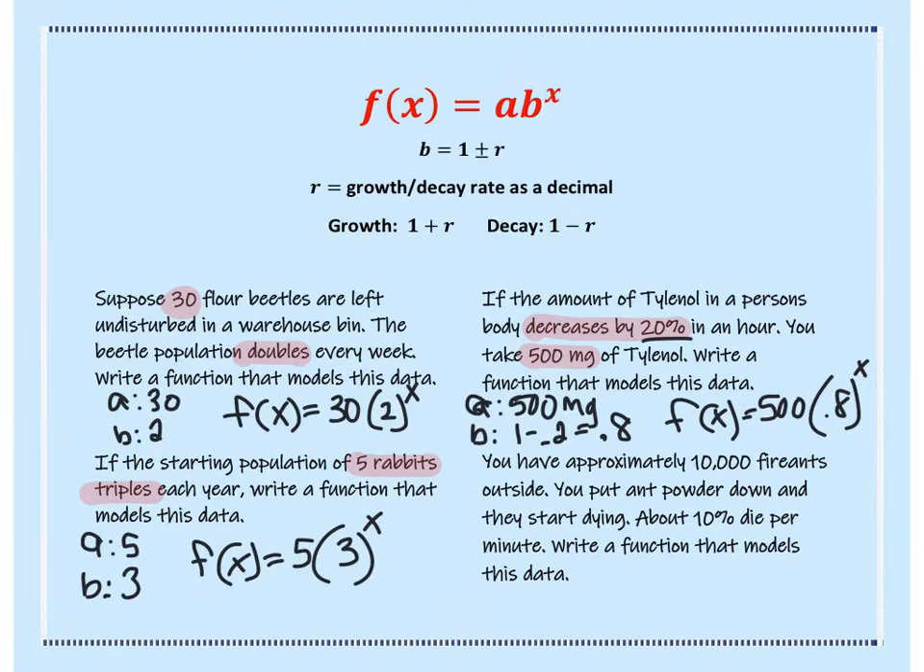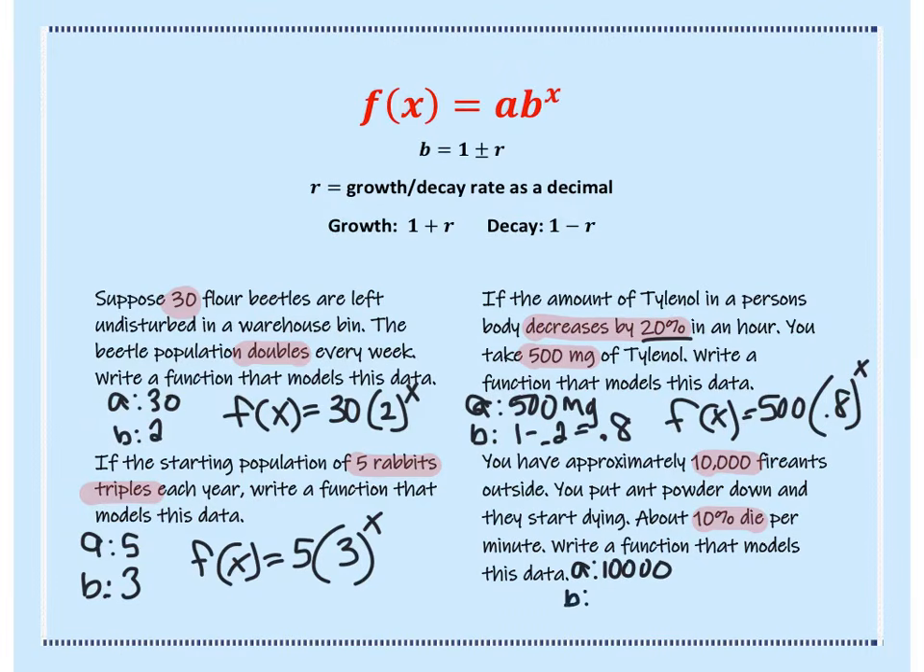The last question on this page. You have approximately 10,000 fire ants outside. You put ant powder down and they start dying. About 10% die per minute. Write a function that models this data. We start with 10,000. They are dying at a rate of 10%. So is it a growth or is it a decay? Well, since they're dying, this is a decay. So my a value is going to be 10,000.